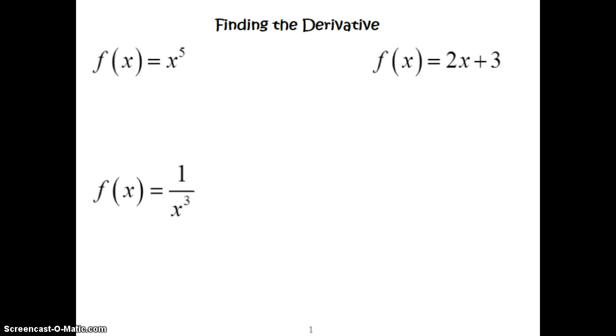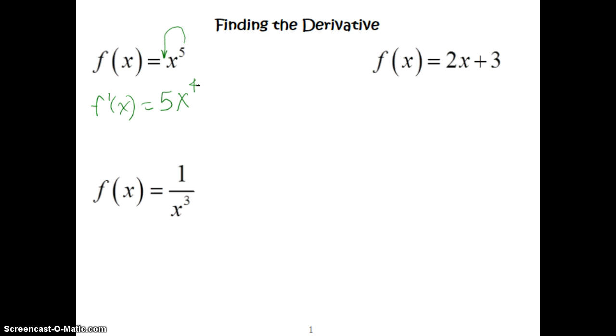So to find the derivative of x raised to the fifth power, we write f prime of x is equal to, and remember we take the exponent, 5, and bring it down and multiply it by the coefficient of x, which is 1. So this becomes 5x, and then remember we subtract 1 from 5. So when we subtract 1 from 5 we get 4. So the derivative of f of x equals x to the fifth is just f prime of x equals 5x to the fourth. Pretty straightforward.